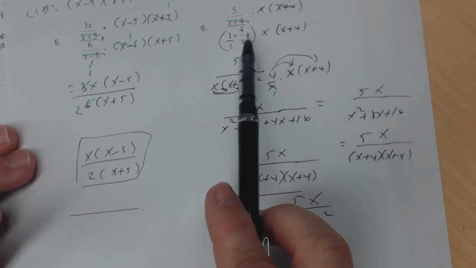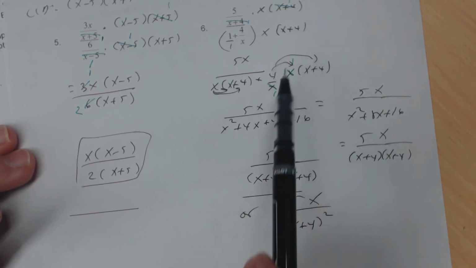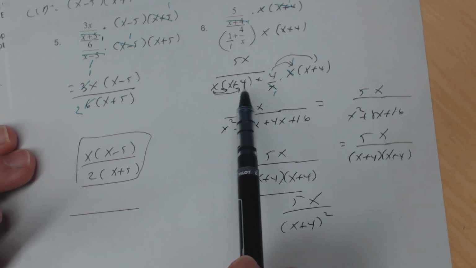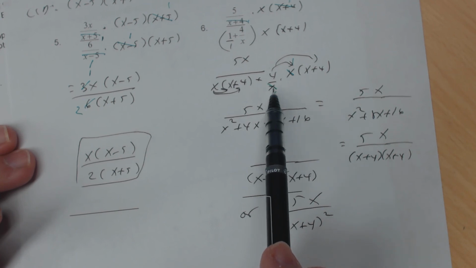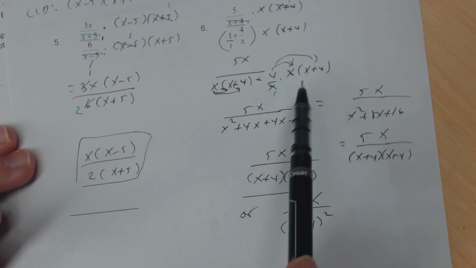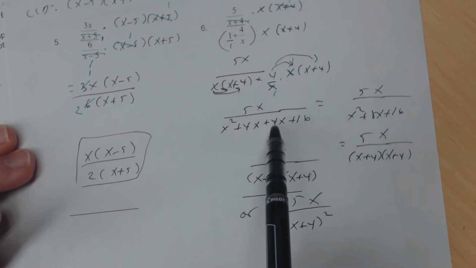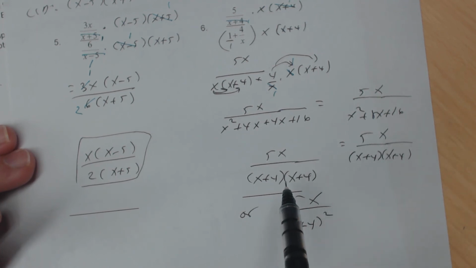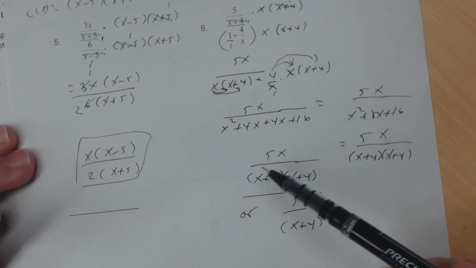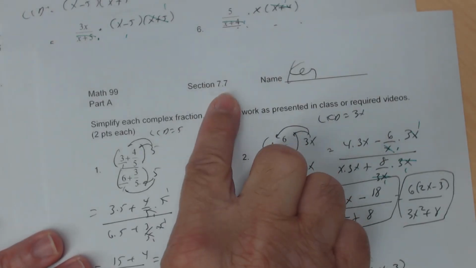So the LCD is x times x plus 4. You get 5x in the numerator. 1 times the LCD is this right here. Plus, and then this fraction times the LCD. So when you do that, the factors of x divide out. So you get 4 times this. And then distributing and combining like terms, you get this, which I can factor as this, and then you can't reduce anymore. So, alright, I was just double checking to make sure this was correct. Alright, so that takes care of the key to section 7.7, part A.